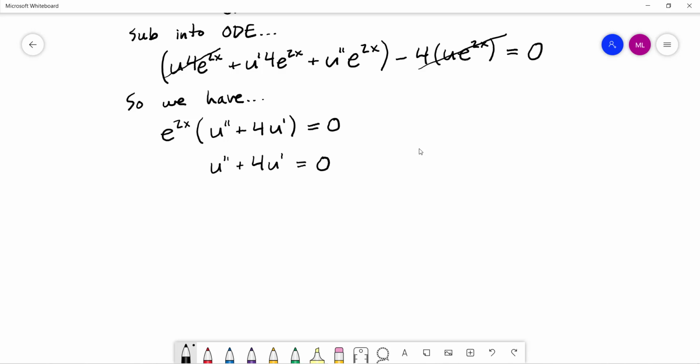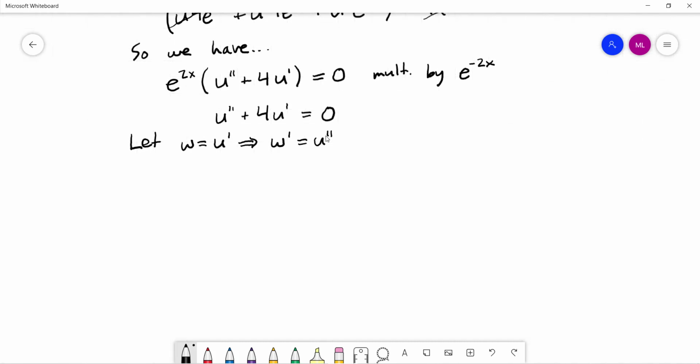So we can divide by, well, however you want to think about it. Divided by e to the 2x, or multiply by e to the negative 2x, however you want to think about it. Here's our differential equation for u. It is a second order differential equation. We need to let w equal u prime, which implies that w prime will be u double prime. And now this equation becomes w prime plus 4w equals 0.